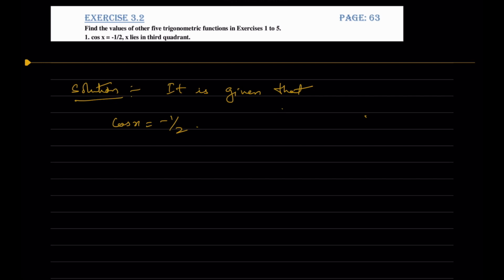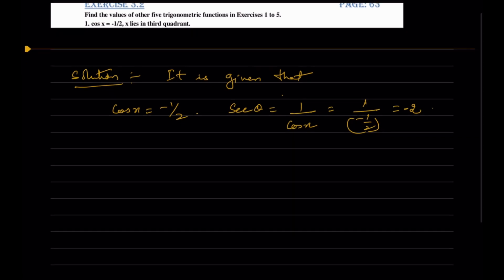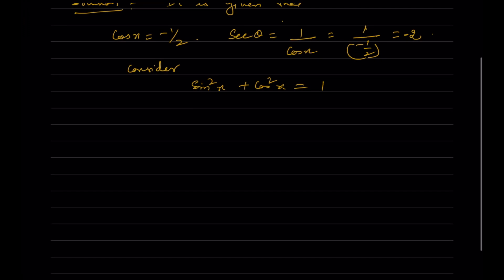Now here for cos theta, the inverse of this, secant theta, is equal to 1 by cos theta. So if you substitute the values, 1 by minus 1 by 2 becomes minus 2. So this is the secant theta value. Now you also know that we can consider sine square x plus cos square x is equal to 1. This is the identity which we are having.